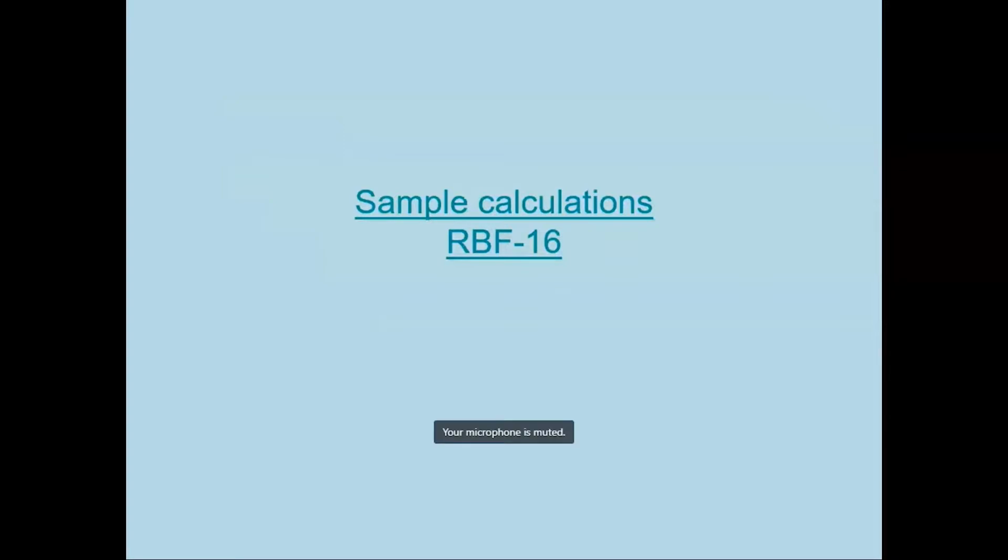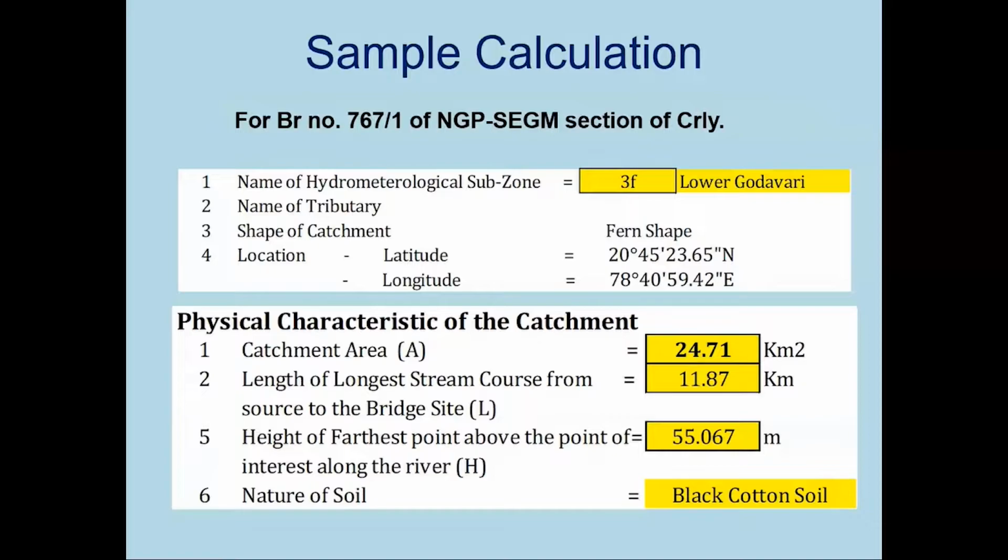Now the same calculation which I am writing is for the Godavari subzone. Catchment area has been given, longest stream L has been given, farthest point length has been given. The height difference is 50. The nature of soil is black cotton soil. So how to solve that?